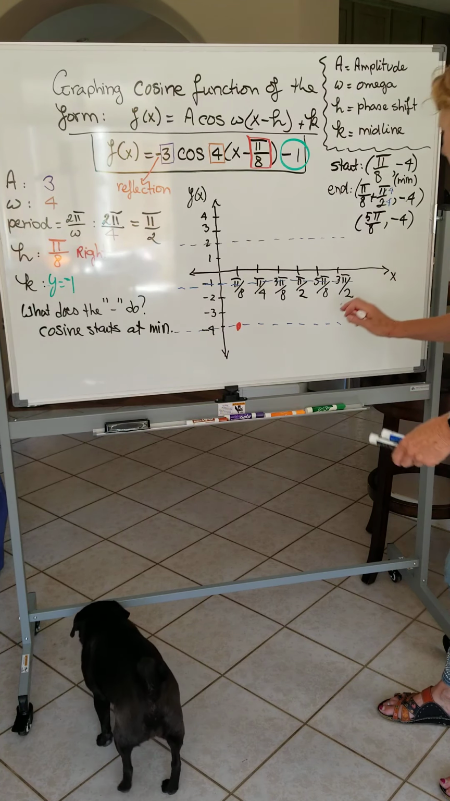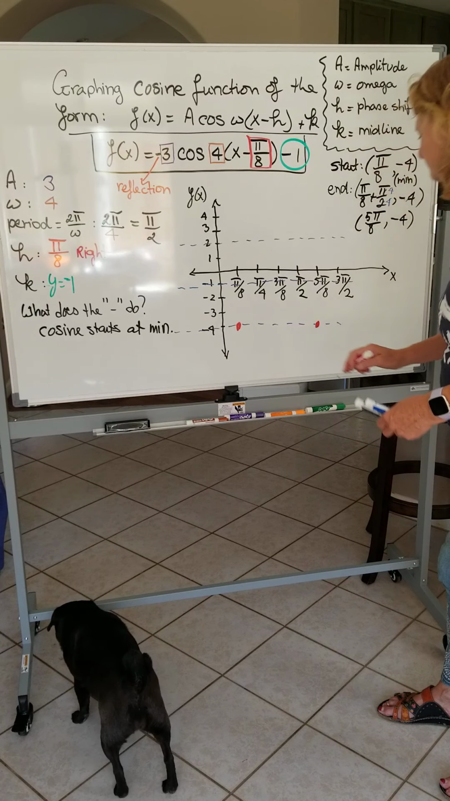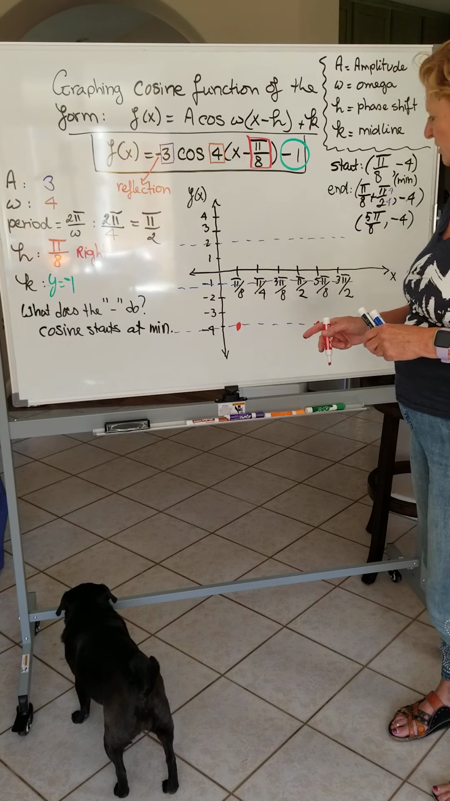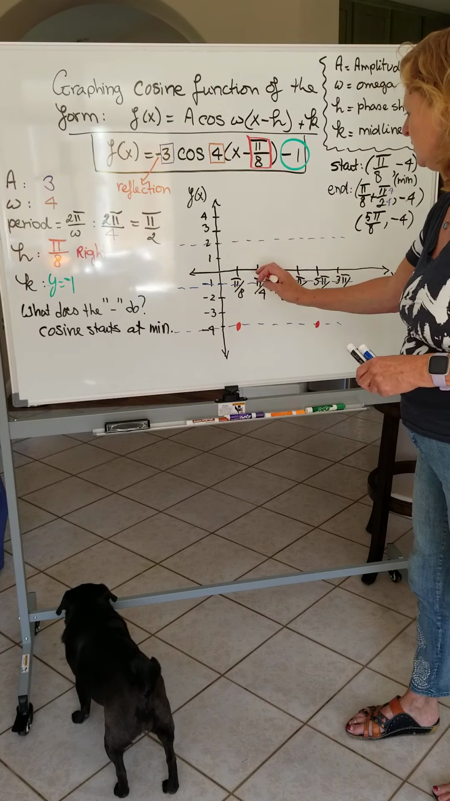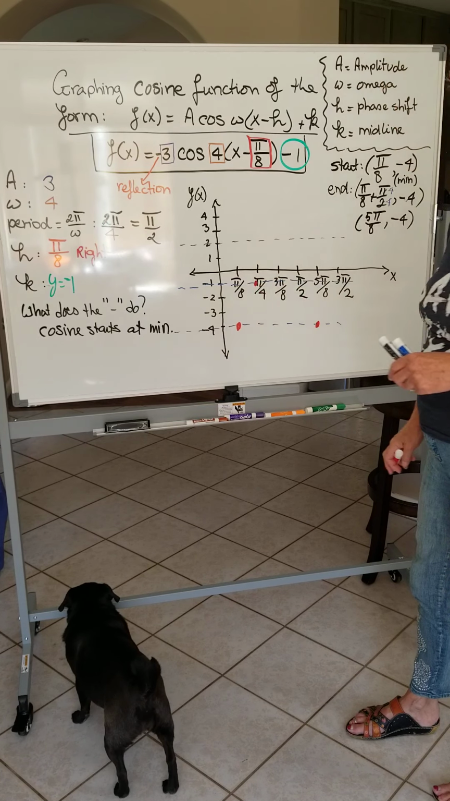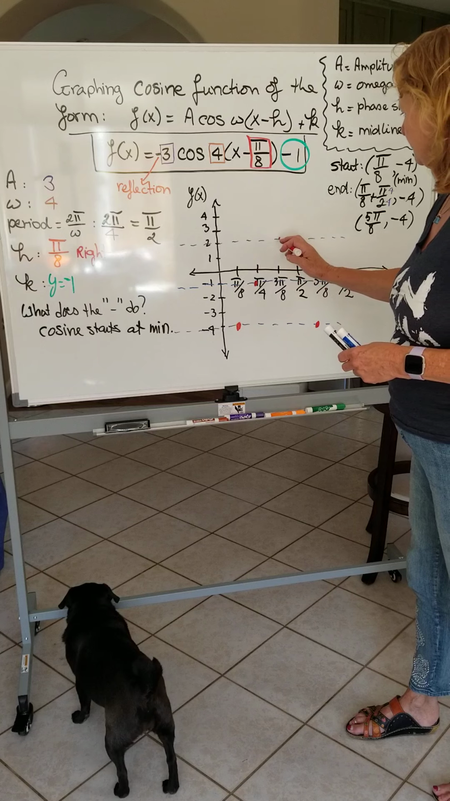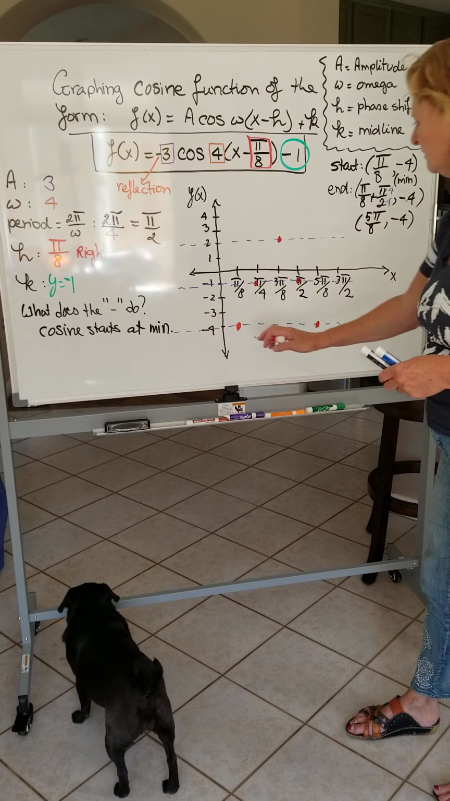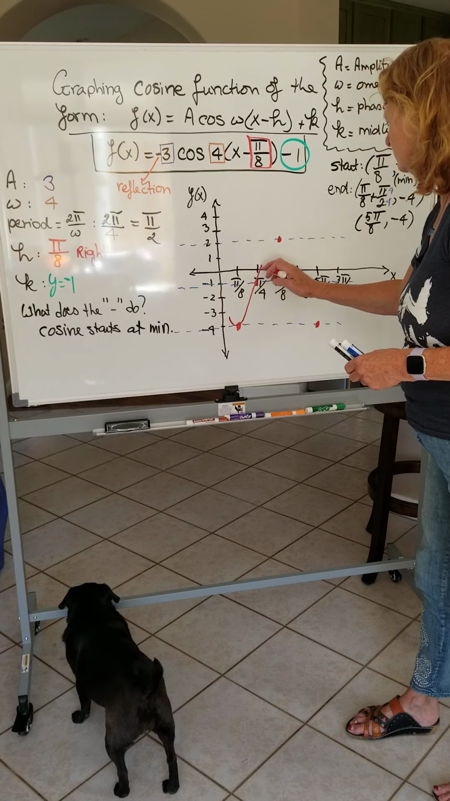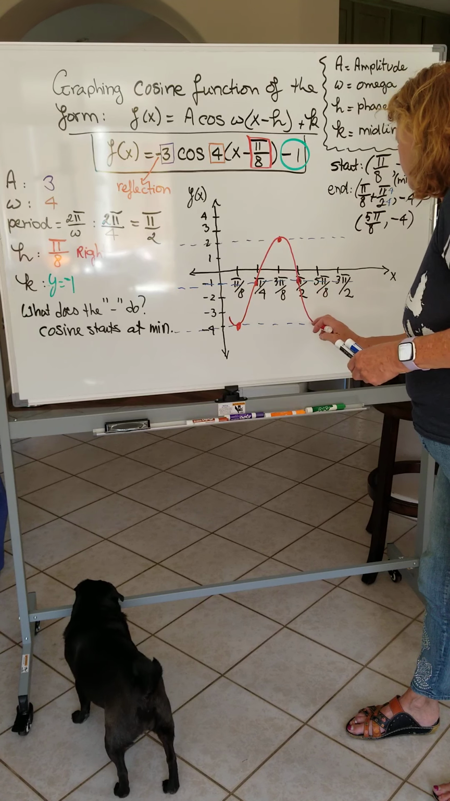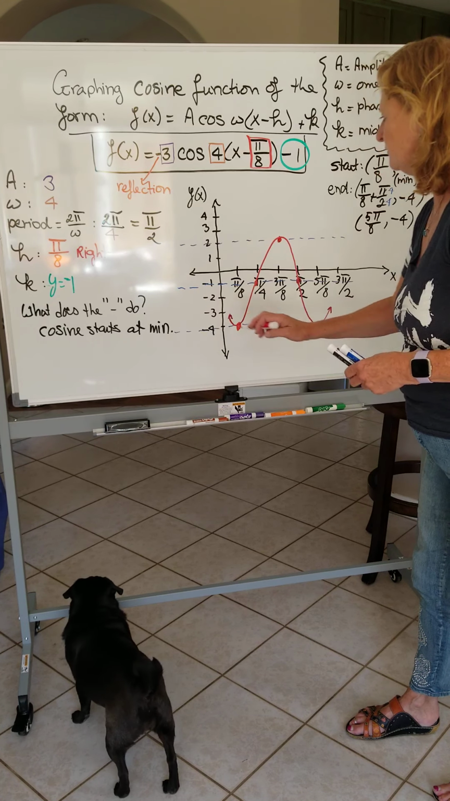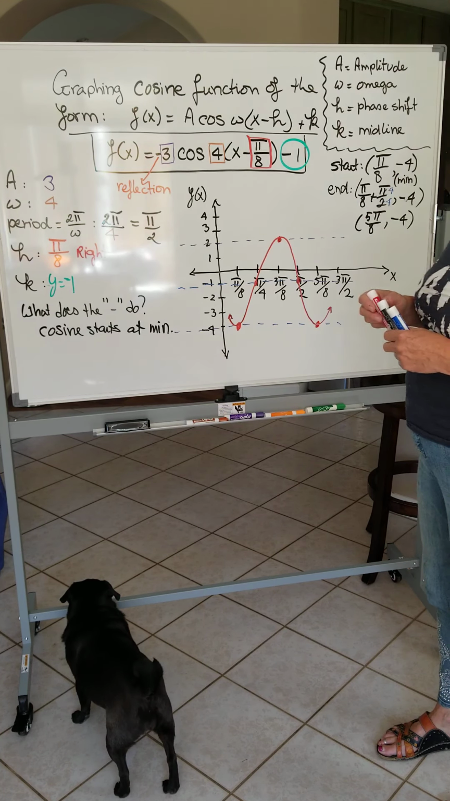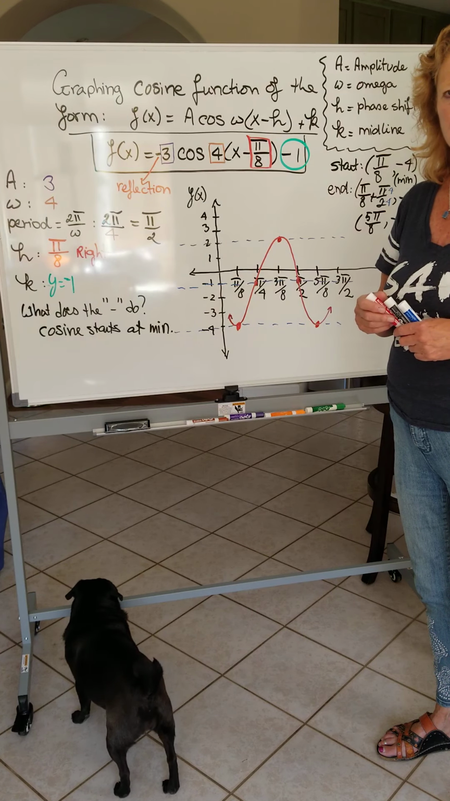So let's just write that down. Here's my 5 pi over 8. And again we have 1, 2, 3 significant points in the middle, in between, equal distance. So from my minimum, I'm going to go to the midline. At 3 pi over 8, I'm at my maximum. At pi over 2, I'm back at the midline. And here we have the graph of -3 times the cosine of 4, parentheses x minus pi over 8, parentheses closed, -1. I hope that helped.